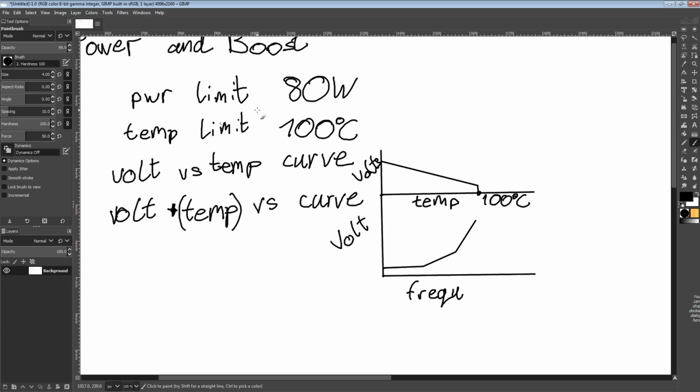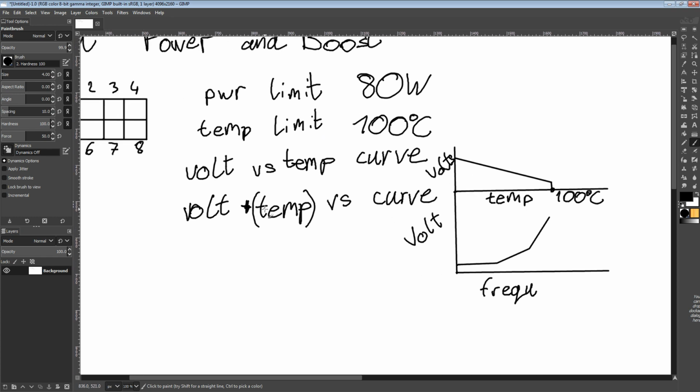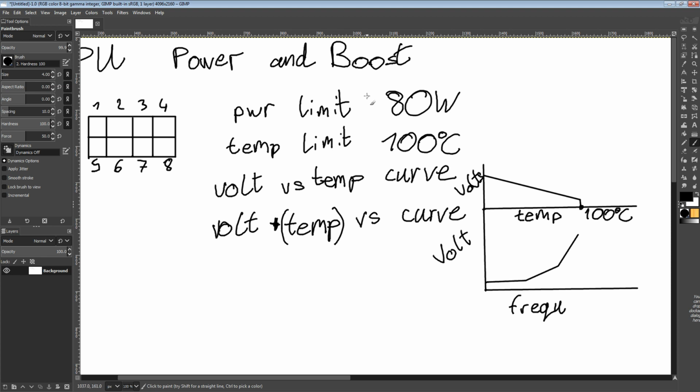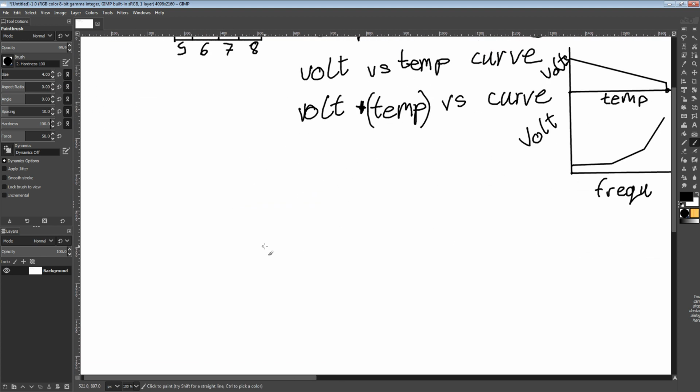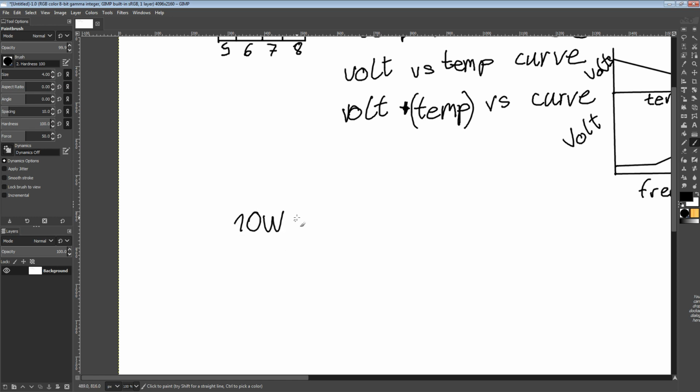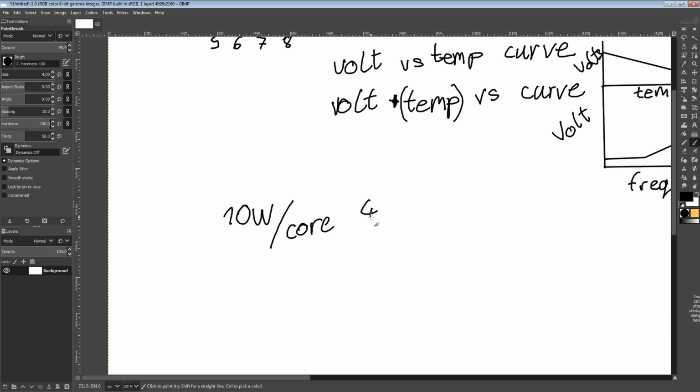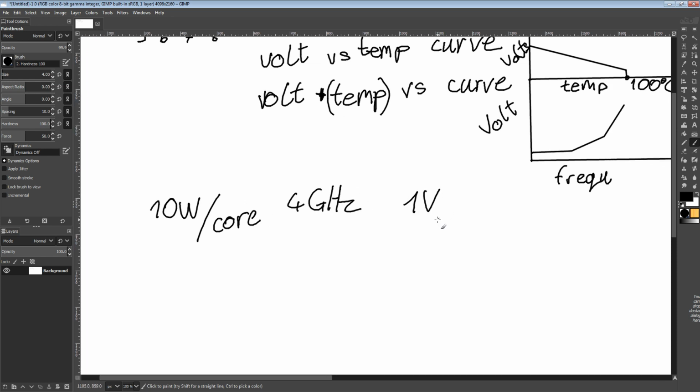So we have all these lovely curves. Under an all-core workload, we're going to be hitting the power limit, not any of the other limits. We're going to assume we have a good enough heatsink to stay under the temperature limit, so we're just going to bounce right off the power limit. That's going to be 10 watts per core, pushing, say, 4 gigahertz at, say, 1 volt.